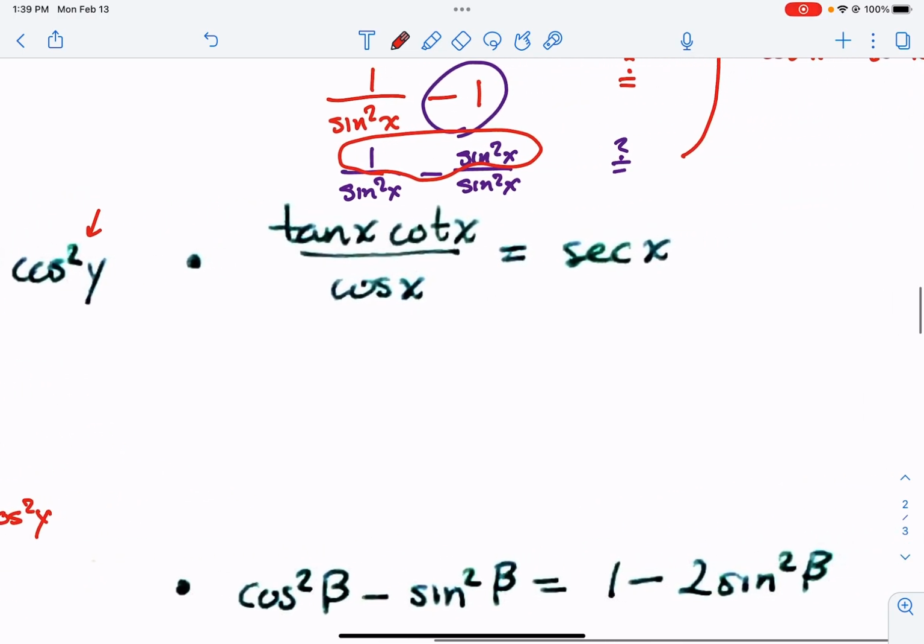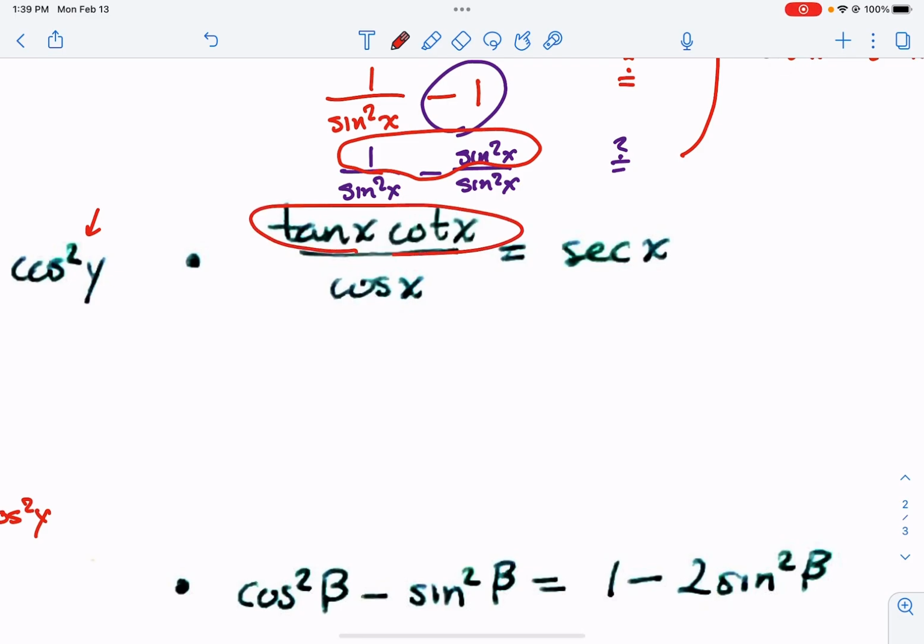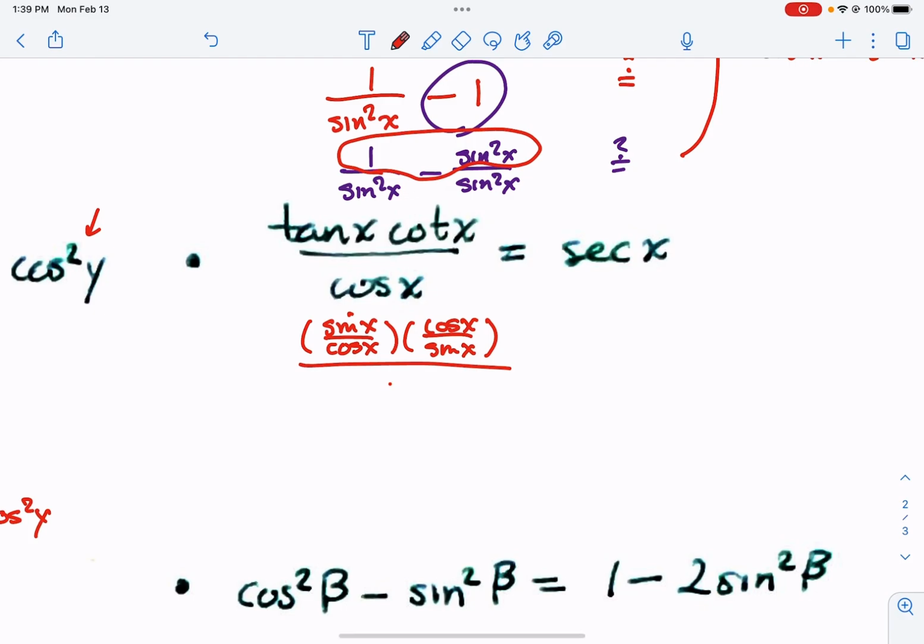Let's look at this guy over here. Again, the left side has a lot more going on there. So I would work with the left side. And what I would probably start with is this tangent and cotangent. Always a good idea to turn those into sines and cosines, right? So I know that tangent is sine of x over cosine of x. I know that cotangent is cosine of x over sine of x, and this is all on top of cosine of x.